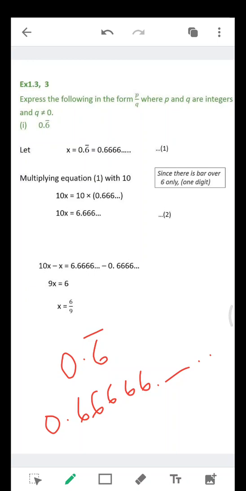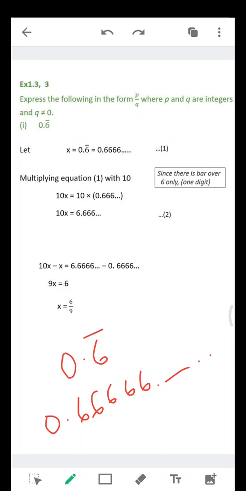As the bar is on one digit here, you can see the bar here is only on one digit, so I multiply by 10 on both the sides of this equation 1. This is our equation number 1, so I'll multiply by 10 on both the sides.